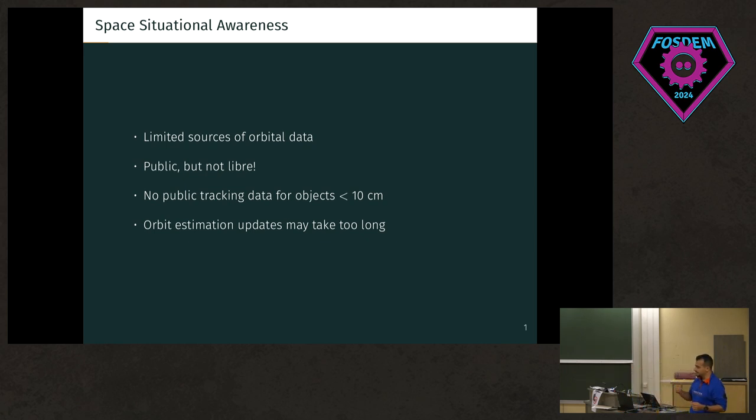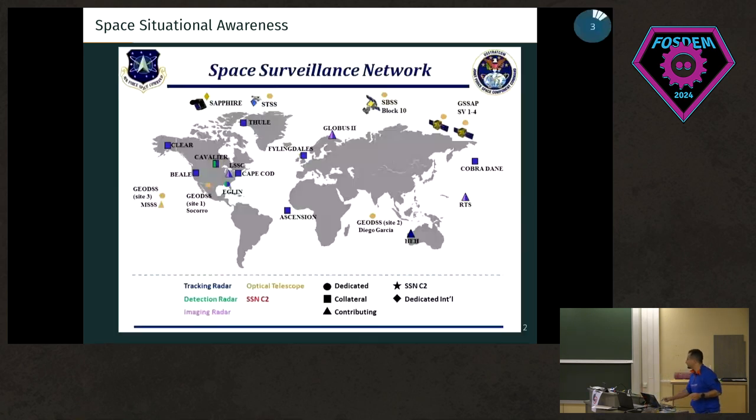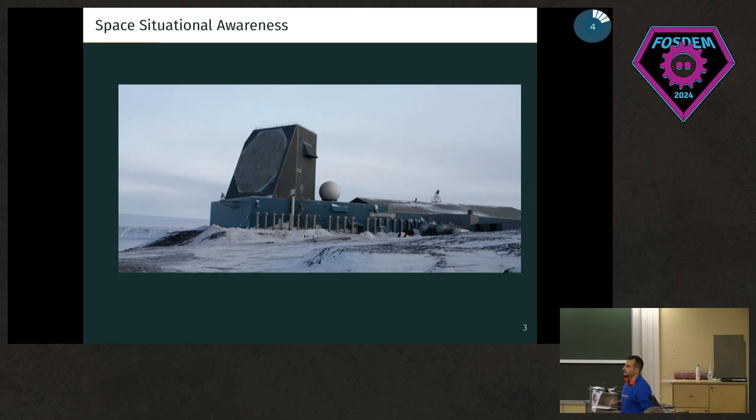Okay, the traditional ways of getting the orbital data rely on radars. This is the space surveillance network of the U.S. military that has a few radars across the world. They are quite huge. In order to get new orbital information for your satellite, the satellite must pass through the aperture of such a radar. And again, if it is small, it is not guaranteed that you will get your orbital data for your satellite.